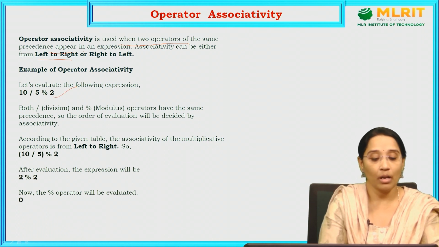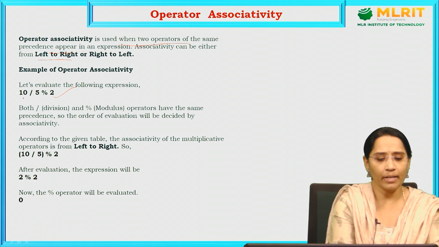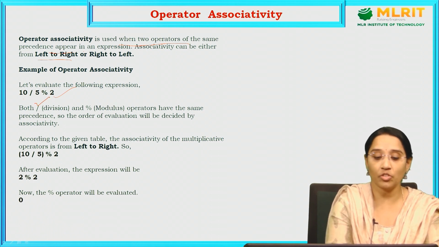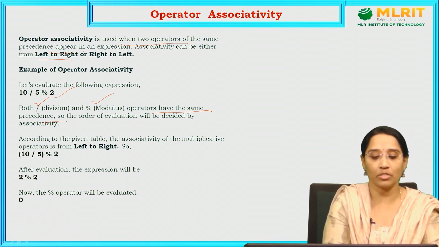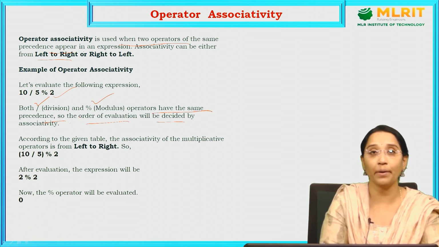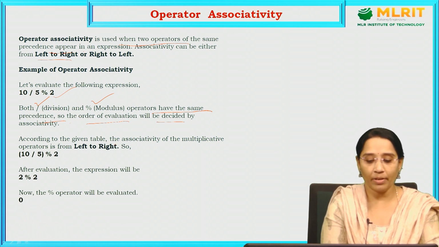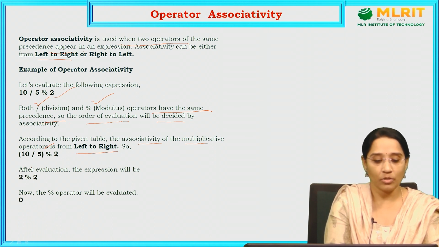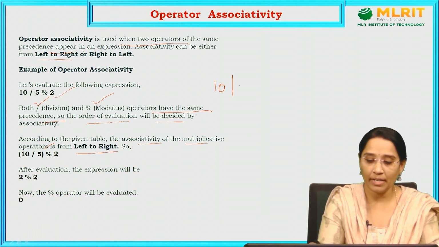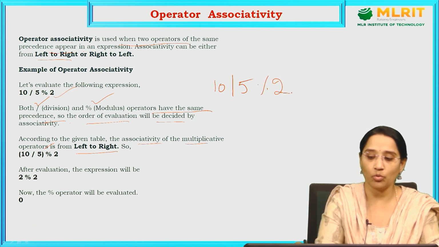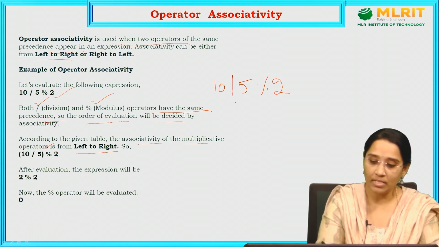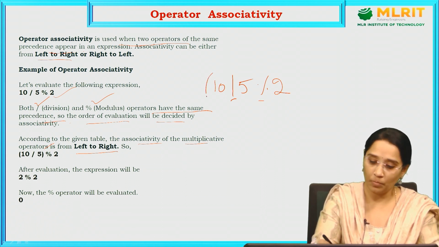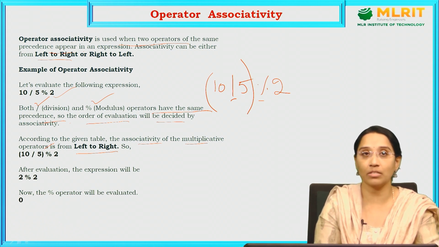See this example, in this expression we have taken 10 by 5 modulus 2. So which has the highest precedence? Both the division and modulus operators have the same precedence. So the order of evaluation will be decided by the associativity. According to the given table, the associativity of the multiplicative operator is from left to right. So in the same expression 10 by 5 modulus 2, division and modulo both have the same precedence, so it will evaluate the division operator first.